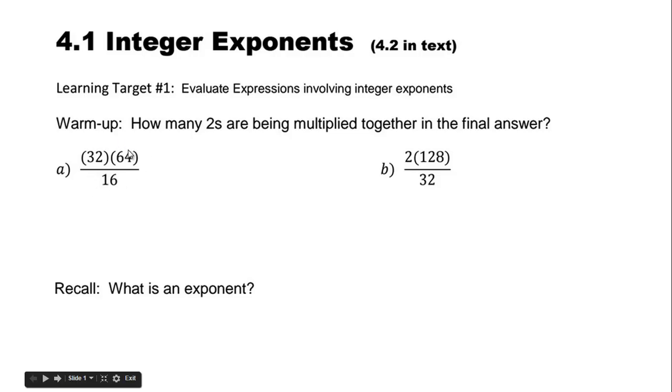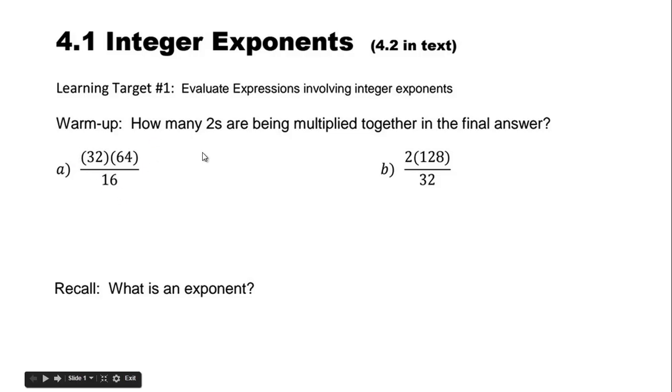And so I don't actually want you to sit there and multiply this, but I want you to count how many 2's there are. And so if you look at this, you can see there's actually 5 2's here, and there's 6 2's here. So 5 2's are multiplied together, and 6 2's are multiplied together. And so this gives us 11 2's on top. And 4 2's are on the bottom.